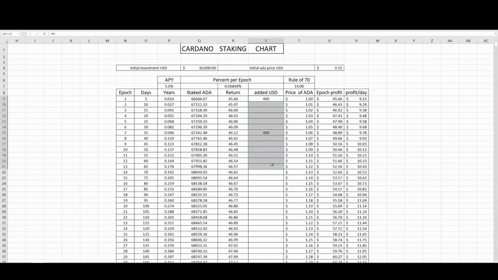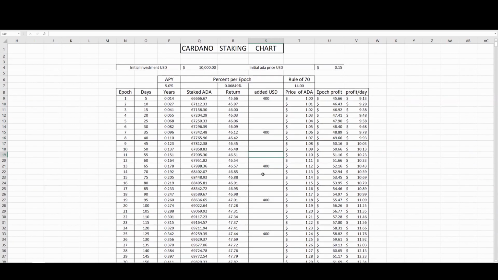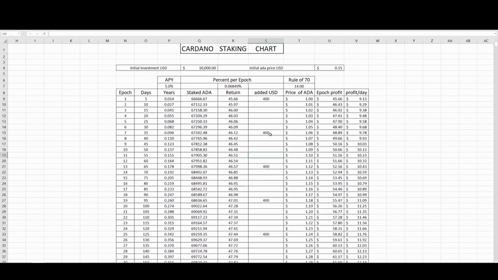And then to make this go all the way through the chart, we just come down here, give it an even distribution, and it will fill that in. So keep in mind that we're not adding 400 ADA every month, but we're adding 400 US dollars. So as the price of ADA goes up, that will be less ADA added to our delegation. But simply by doing this, we see how much faster this grows.